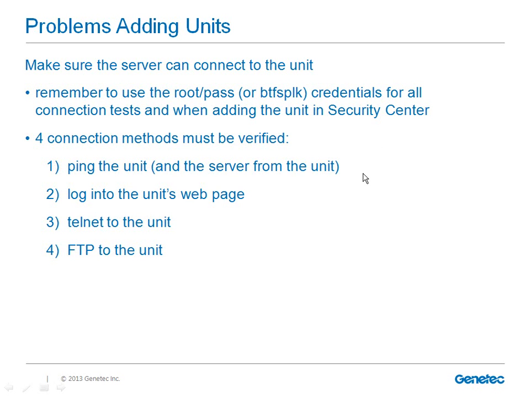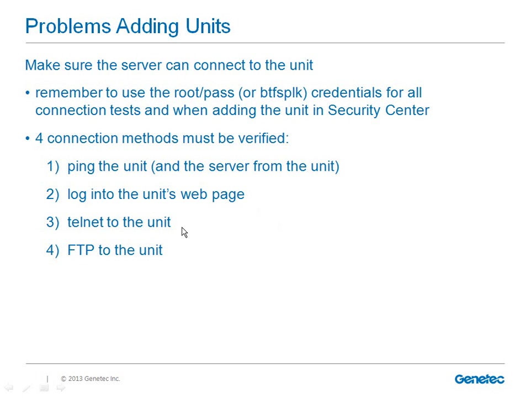So the first thing you want to try to do is ping the unit. It should be on the same network as the server or at least accessible through a NAT. You can try to ping the server from the unit, which we'll cover in the third step here. To be able to add a unit, you'll also need to be able to view the HID configuration web page from a web browser such as Internet Explorer.